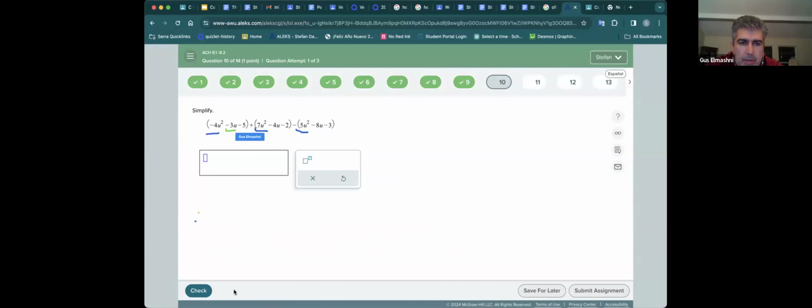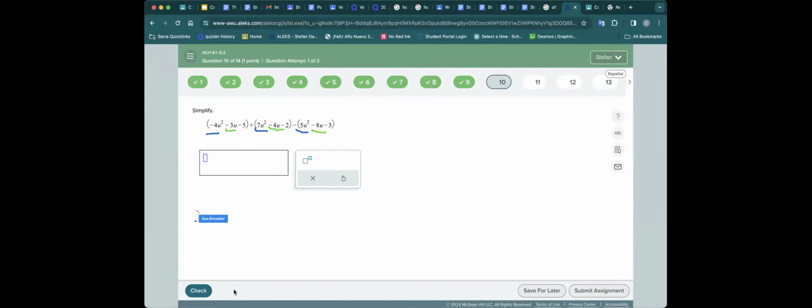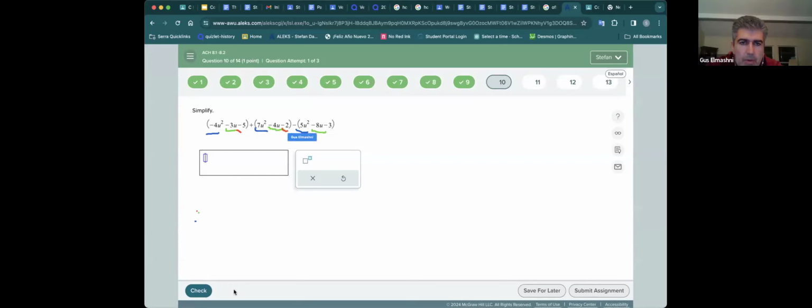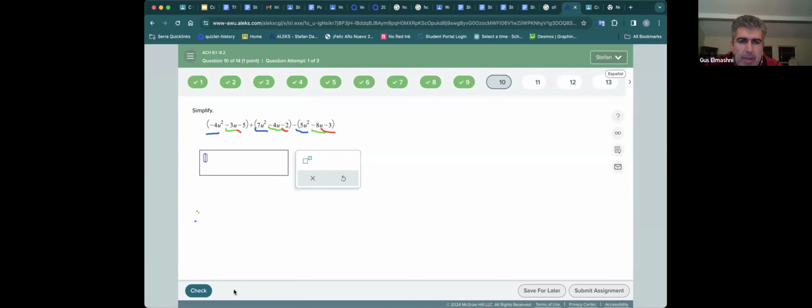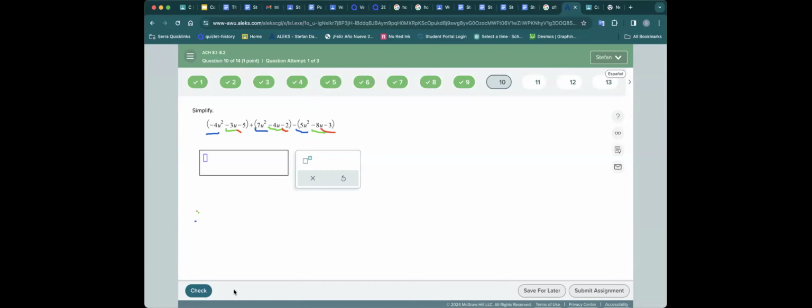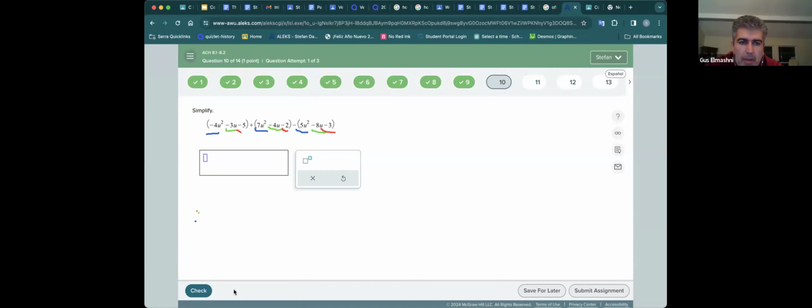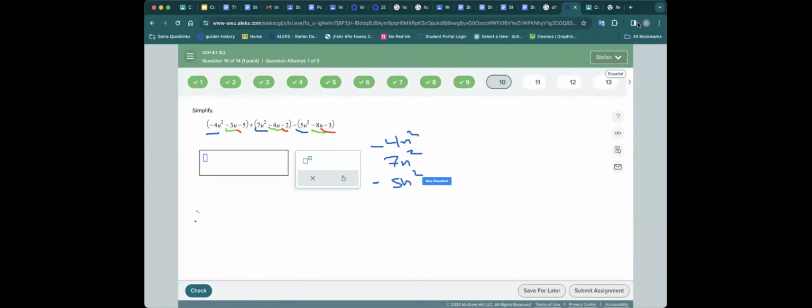You have a negative 3u, negative 4u, and negative 8u. Then I'll go red for the last one. A negative 5, a negative 2, and a negative 3. The only slight thing we have to be mindful about is that there's a negative in front of the last group, so all the signs will change. But the other two groups don't have negatives in front of them. So now I'm going to stack them like this. And I'll color code this again. So negative 4u squared, positive 7u squared, and then there's a negative in front of the 5u squared, so negative 5u squared. Okay, so I'm stacking them like this.